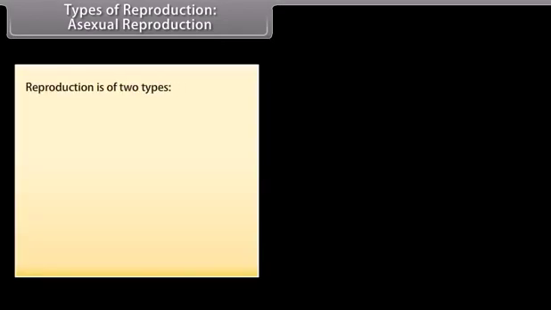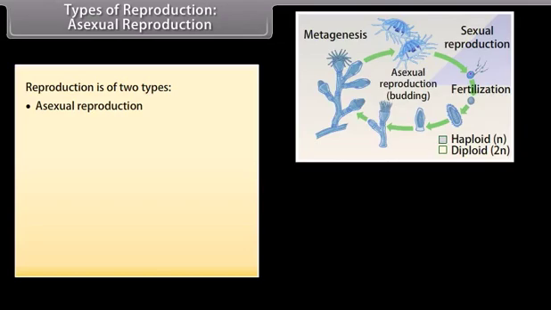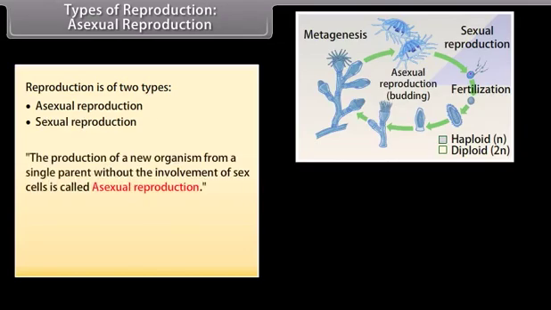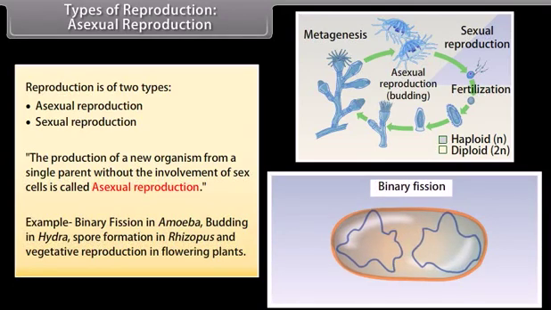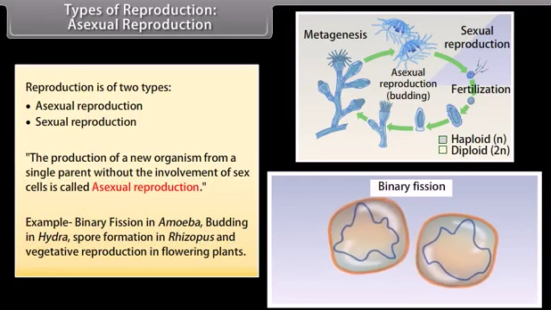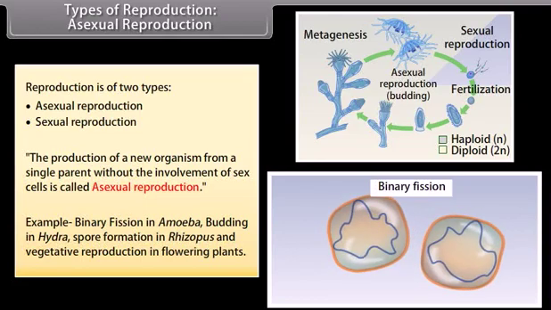Types of reproduction. Reproduction is of two types: asexual reproduction and sexual reproduction. The production of a new organism from a single parent without the involvement of sex cells is called asexual reproduction. Examples: binary fission in amoeba, budding in hydra, spore formation in rhizopus, and vegetative reproduction in flowering plants.